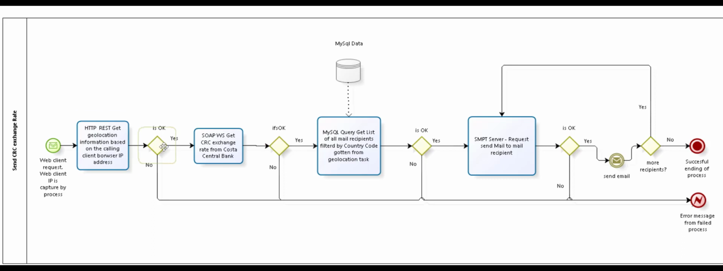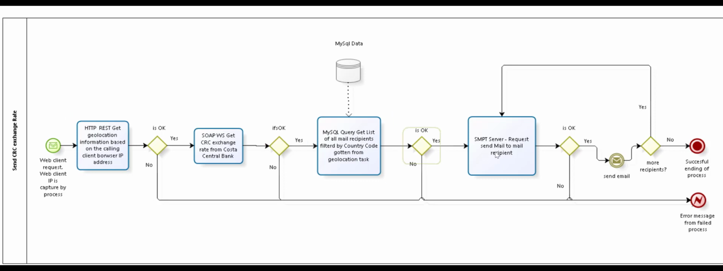If this finishes okay, then we'll go to a SOAP web service to the Costa Rica Central Bank, where we're going to query for the exchange rate at the time of the query. If this ends okay, then we will take a list from the MySql database of mail recipients, and they will be filtered by the country code that was returned from our geolocation task.